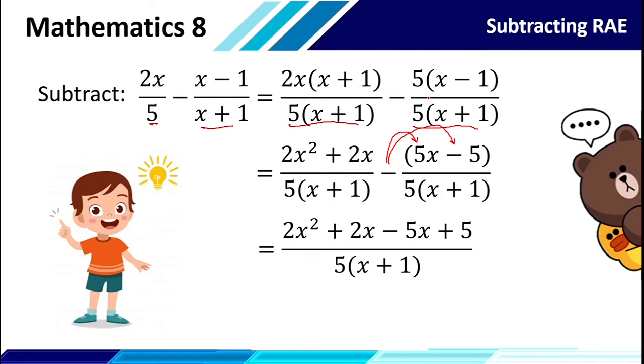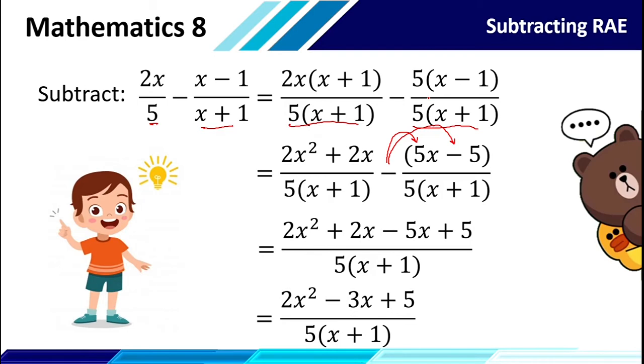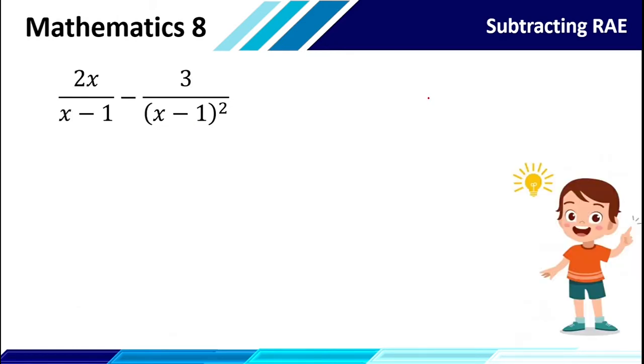So to simplify this one, you have 2x squared minus 3x plus 5 all over 5 times the quantity x plus 1. Or it would be 2x squared minus 3x plus 5 all over 5x plus 5.